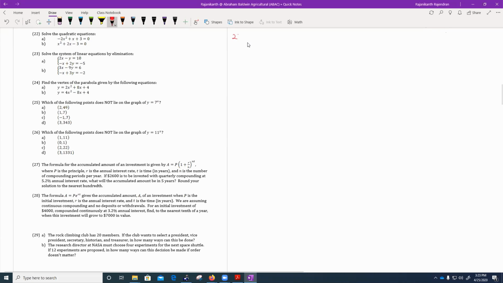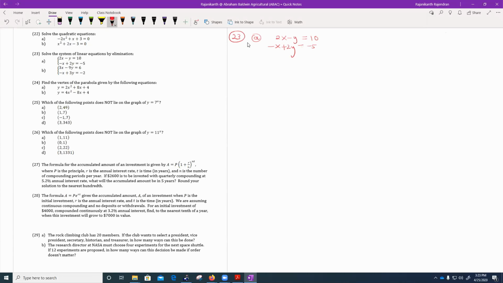Okay, 23. Solve the system of linear equations by the elimination method. Okay, so let us do the first one. You are given a system of two equations. The first one is 2x minus y, which is 10, and negative x plus 2y, which is negative 5.